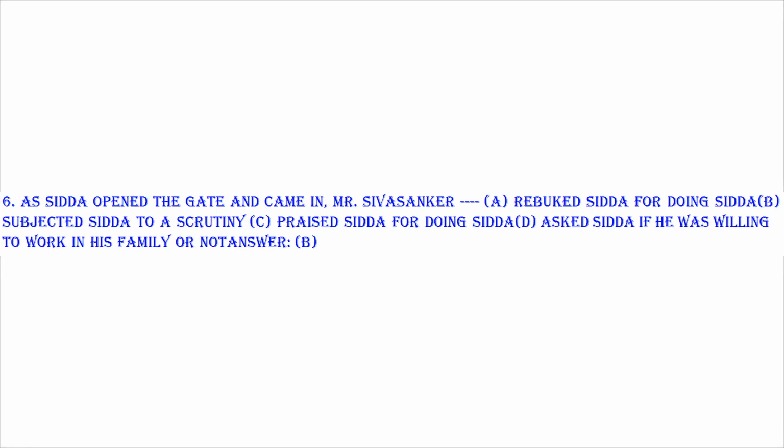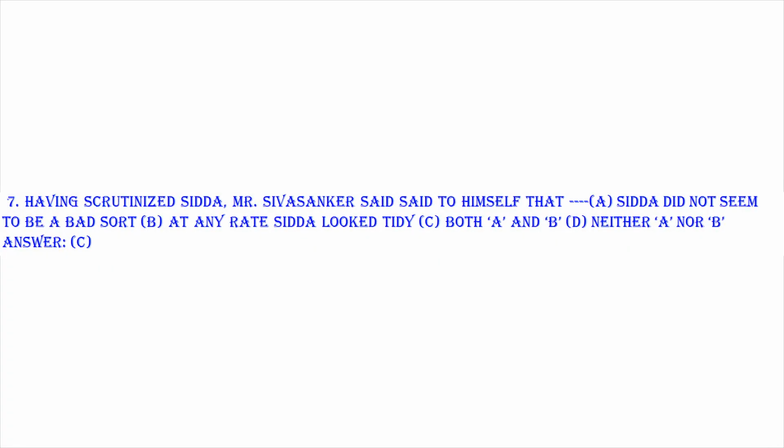6. As Siddha opened the gate and came in, Mr. Shivasankar, A. rebuked Siddha for doing so, B. subjected Siddha to a scrutiny, C. praised Siddha for doing so, D. asked Siddha if he was willing to work in his family or not. Answer, B. 7. Having scrutinized Siddha, Mr. Shivasankar said to himself that A. Siddha did not seem to be a bad sort, B. At any rate Siddha looked tidy, C. Both A and B, D. Neither A nor B. Answer, C.